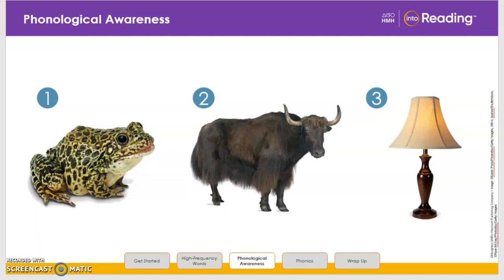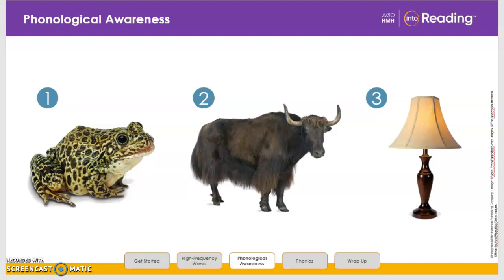Let's do another. Picture 3 is a lamp. What sounds do you hear in lamp? That's right. Let's count those sounds with our fingers. How many sounds did you hear? 4. Let's do a few more.